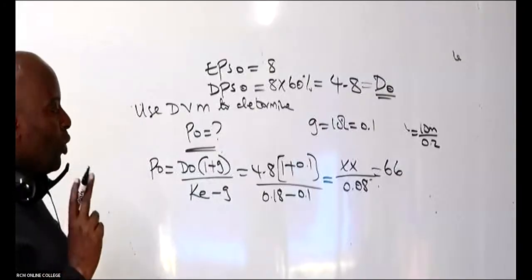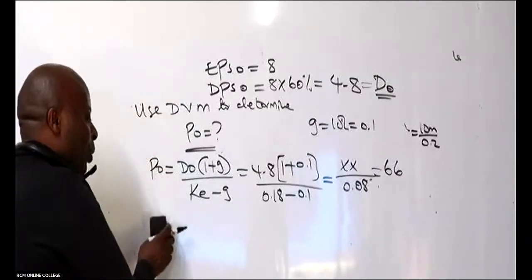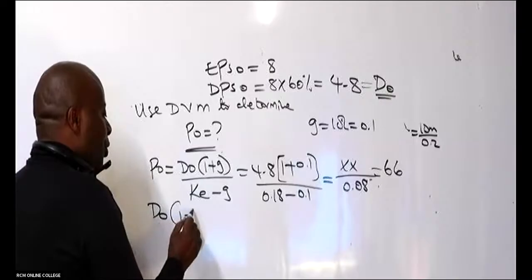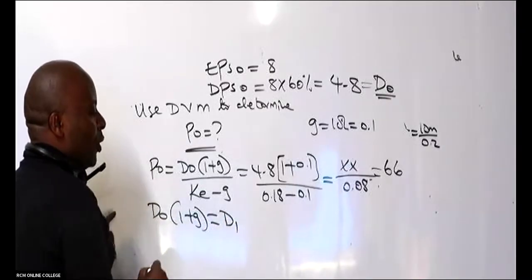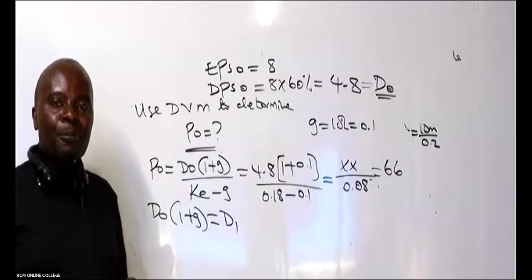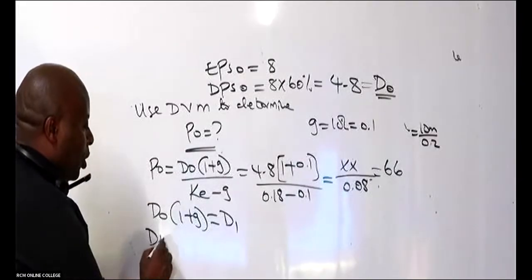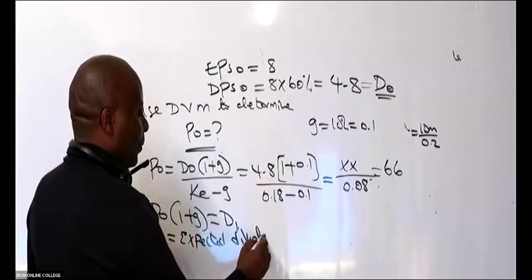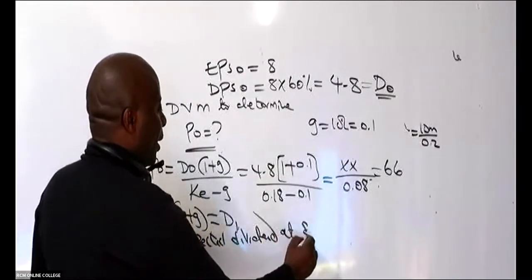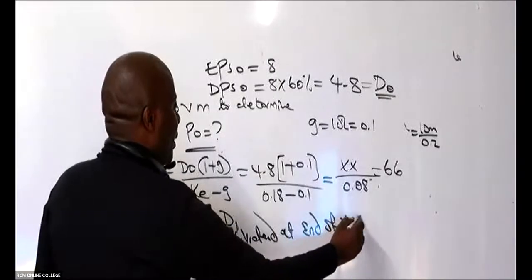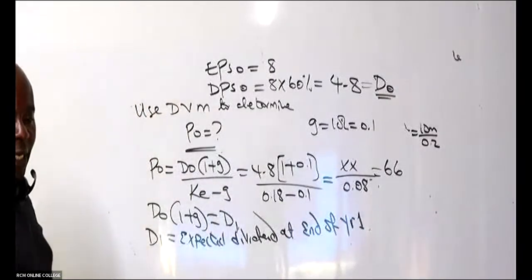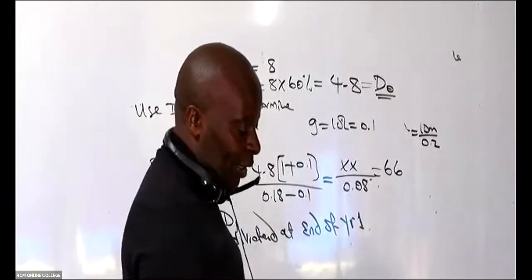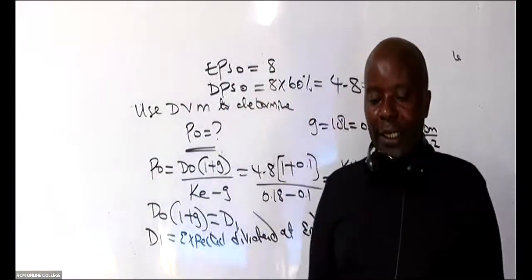Thank you so much. Now, as I go to option number 1, ladies and gentlemen, it will be important for you to also take note of the following. That this D0 into 1 plus g is the same as D1. And the D1 is what we call the expected dividend at the end of year one.